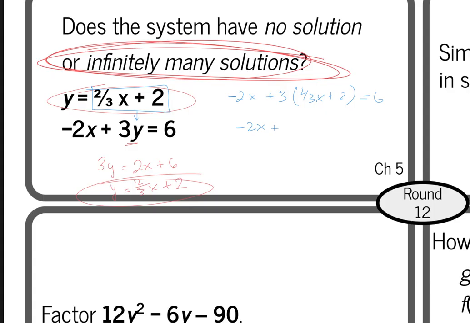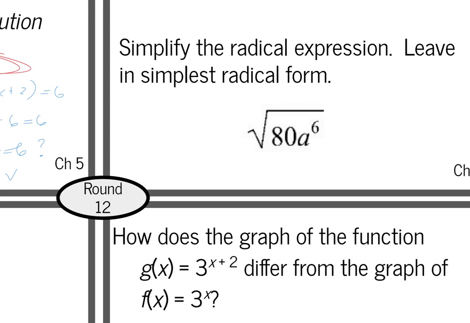So 3 times 2/3 is 2. 3 times 2 is 6. And notice that 2x and negative 2x and 2x cancel. Does 6 equal 6? It sure does, which means it is still infinitely many solutions.